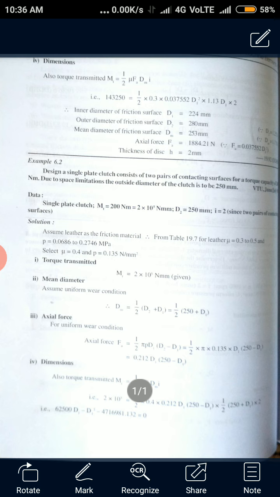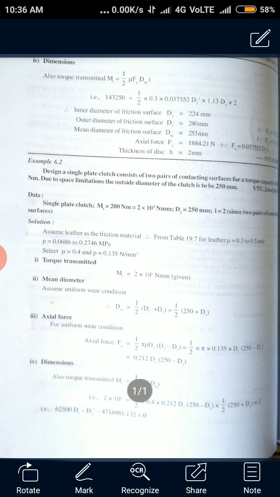As you said, both sides are effective, and both means i equal to 2. So you get a quadratic equation. Solve that and you get the inner diameter d1 equal to 224 mm. Once you have 224 as d1, you know d2 is 1.2 times d1, so you'll get d2 280 mm.